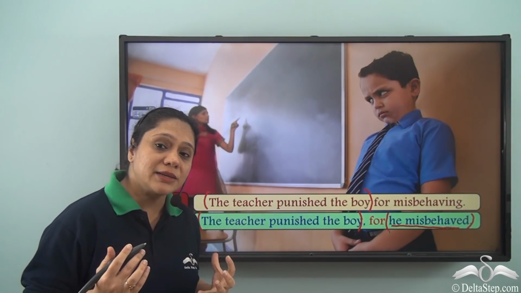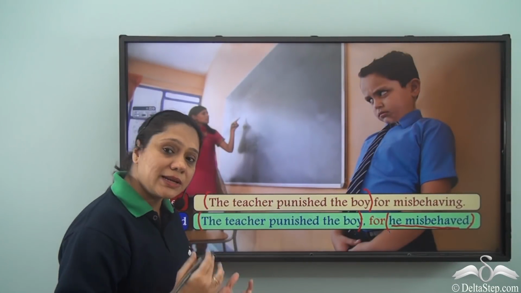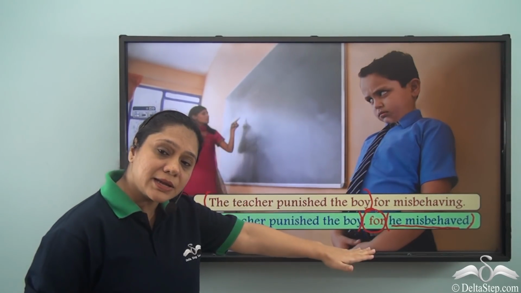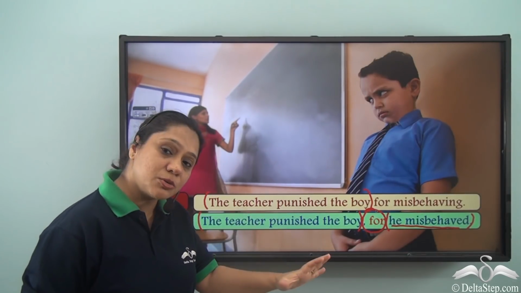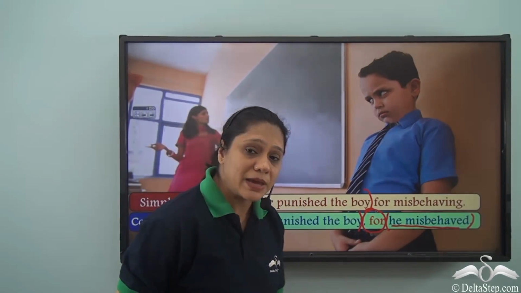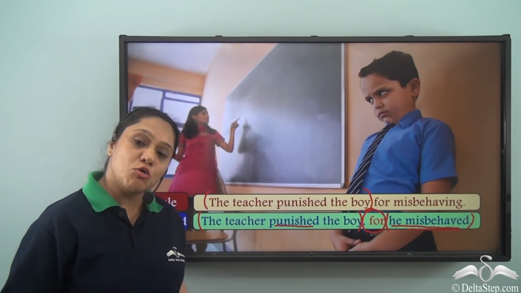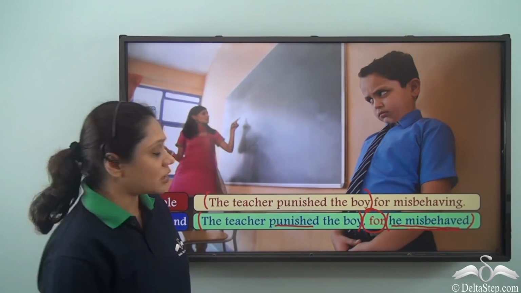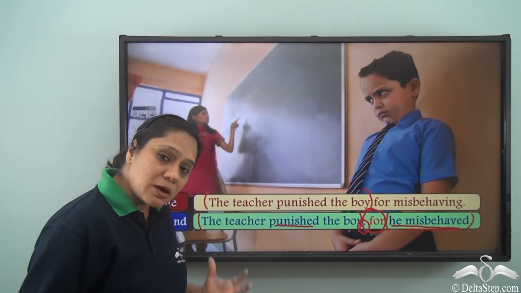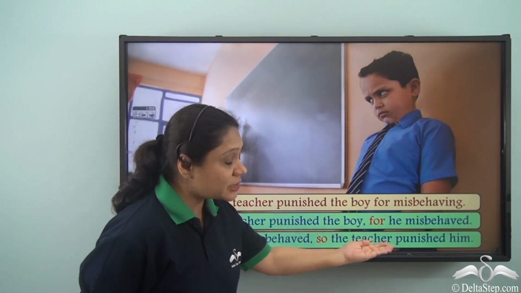So which coordinating conjunction fits absolutely here? Now both the clauses are showing a cause and effect. So we can use the conjunction for, now this is a coordinating conjunction which we use in such a situation. So we have, the teacher punished the boy for he misbehaved. Now you must remember that whenever we join two independent clauses with the coordinating conjunction, we always put a comma after the first clause.